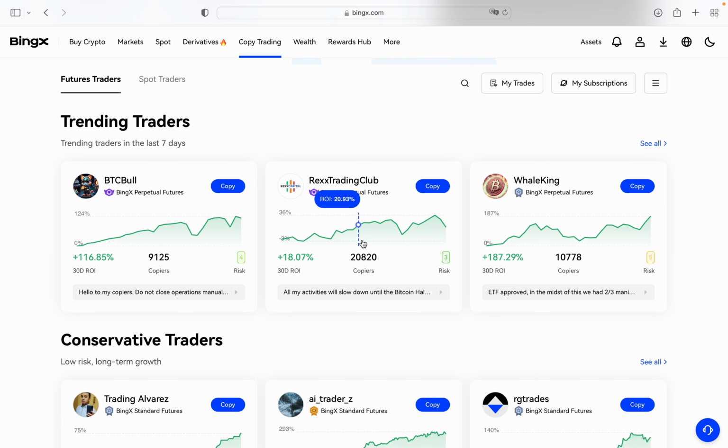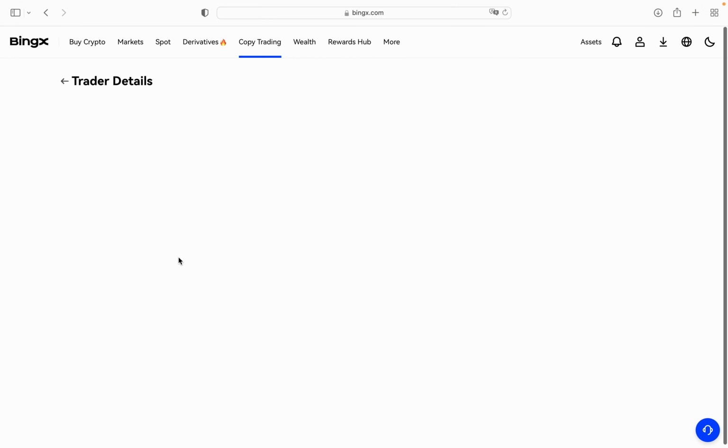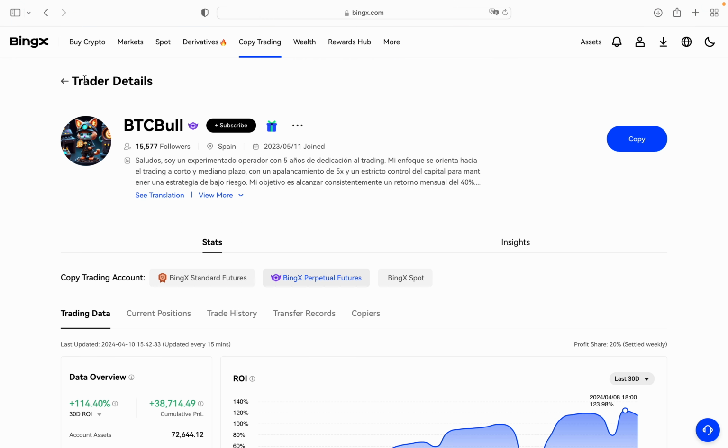And if you are looking for a trader, you can see these different results right here. But if you click on it right here, then this page opens and you see the trader details right here. First of all, you can see how many followers this trader has, where he is from, and when he joined BingX. And if you click on see translation, you can see that every trader has a small description of his strategy or what is important in his trading style. Here on the right, you can copy the trader.